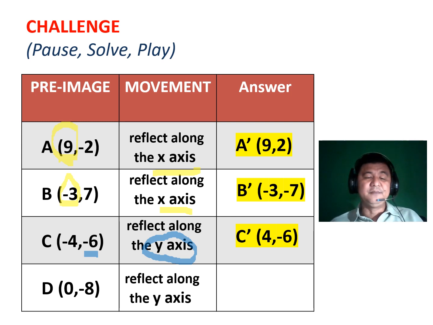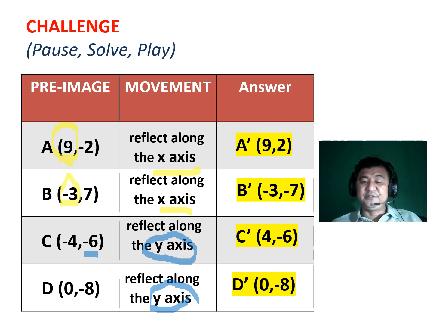That's C prime. And D prime, oh, this is a challenge. Let's see, what did you do? I retain my y, so you're still a negative 8. But what's the opposite of 0? Oh, the answer is 0 comma negative 8. It's still the same coordinate. No change. It stays there.